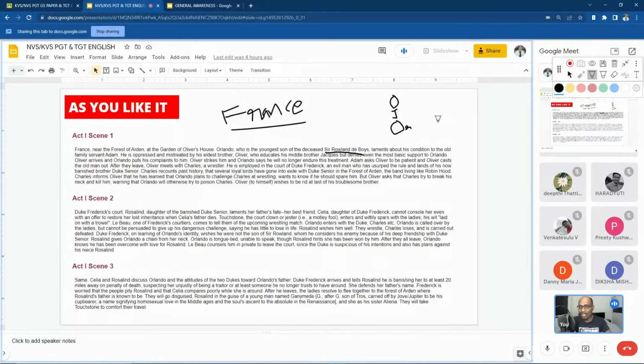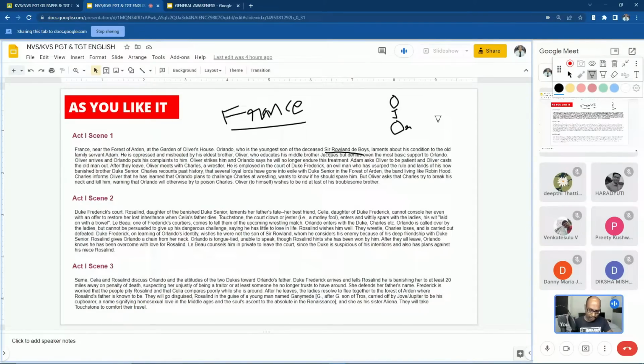So when these things happen, Rosalind falls in love with Orlando, and Orlando also falls in love with Rosalind. But Orlando was not very well educated. He was not very polished or refined, so he was not able to express his love to Rosalind. But Rosalind and Orlando both fell in love at first sight.